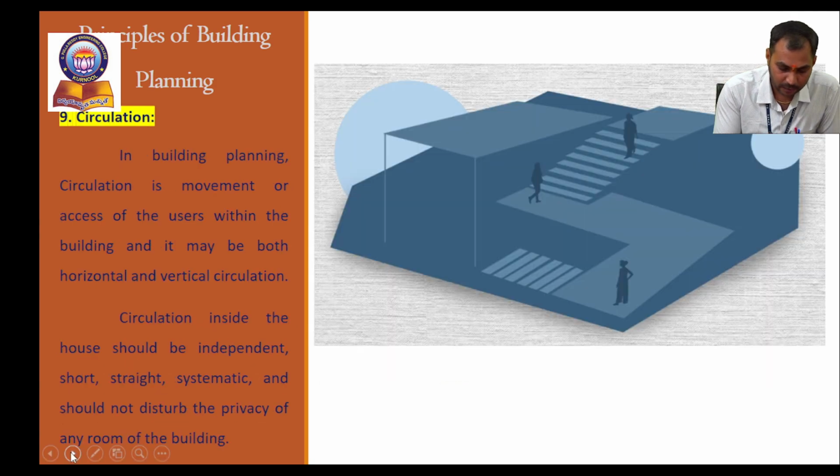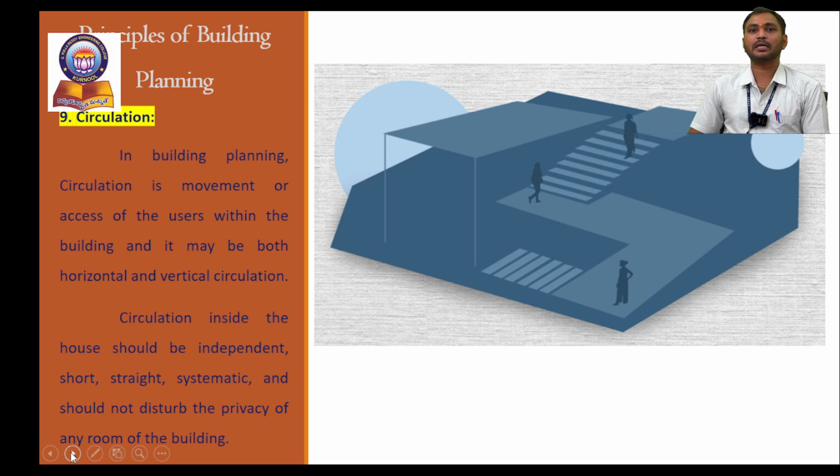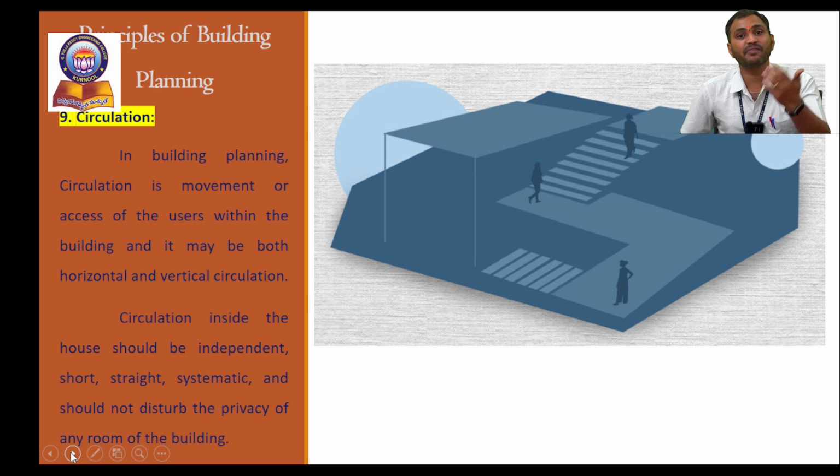And last but one is circulation. Circulation means the movement of people in a horizontal manner or a vertical manner. Vertical manner means if a person goes from the ground floor to the fifth floor, or from the ground floor to the first floor, how will he go? By taking the help of a rope? No. By a ladder? No. How should we provide the circulation? Nothing but staircases or a lift.